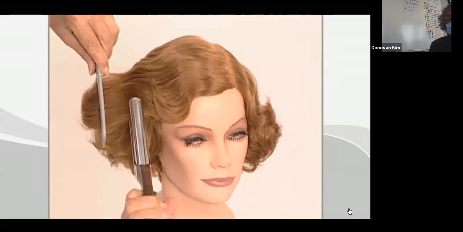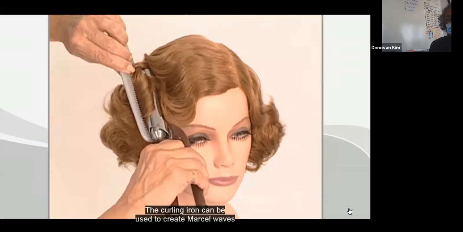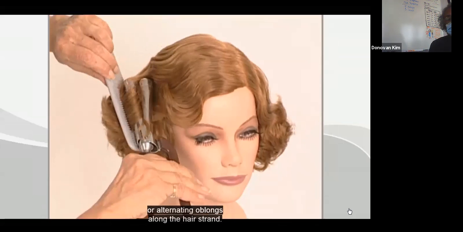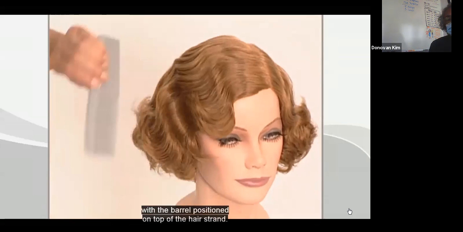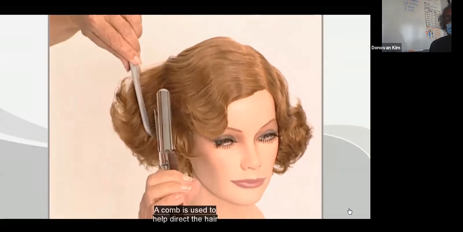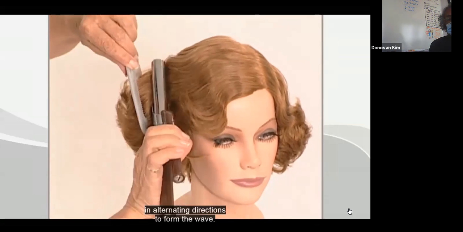The curling iron can be used to create Marcel waves or alternating oblongs along the hair strand. The hair strand is placed into the curling iron with the barrel positioned on top of the hair strand. A comb is used to help direct the hair in alternating directions to form the wave.